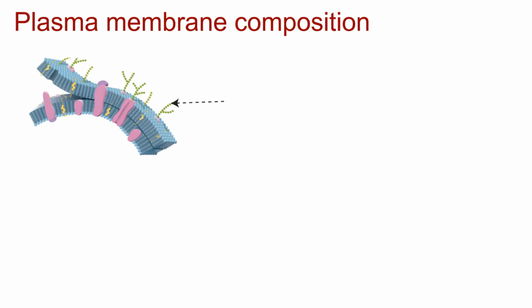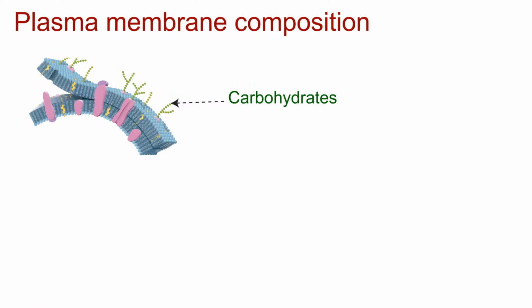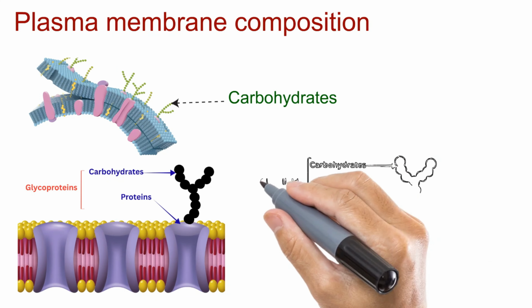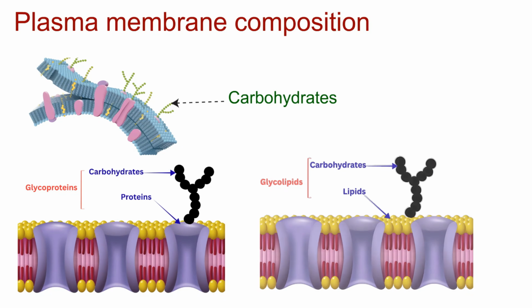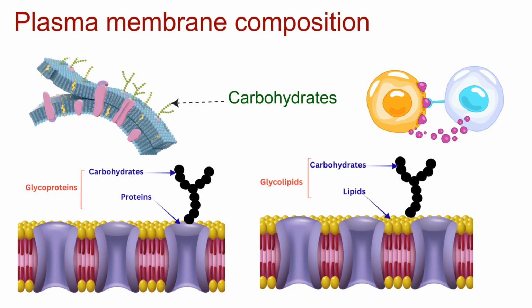These antenna-like structures you see on the surface are carbohydrates. They attach to either proteins or lipids, forming two important structures. When attached to proteins, they form glycoproteins, and when attached to lipids, they form glycolipids. Together, these carbohydrate structures play a key role in cell recognition and communication.